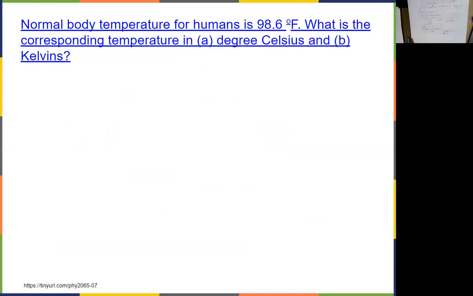Next, let's take a look at this example here. Say normal body temperature for a human is 98.6 degrees Fahrenheit. What's the corresponding temperature in degrees Celsius and Kelvins? So you're converting from Fahrenheit to Celsius first, and then from Celsius to Kelvin. You can do it that way, or you can convert directly from Fahrenheit to Kelvin.